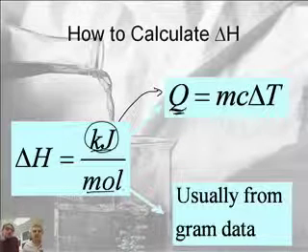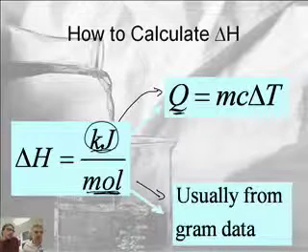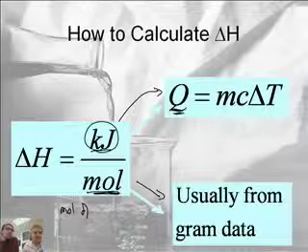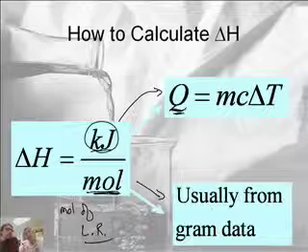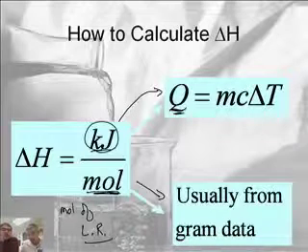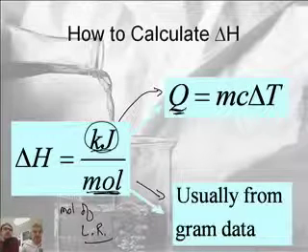And the moles is the moles of the limiting reactant. Write this down. Usually we're going to mass something, and if you know the mass, you can quickly convert it to moles using molar mass, grams to moles. Then you just take the kilojoules divided by the moles, and you have delta H. That is exactly correct.